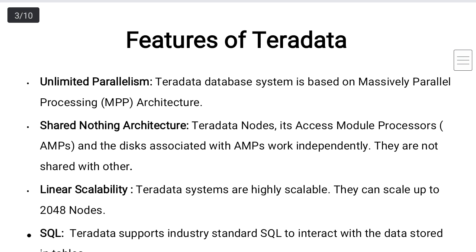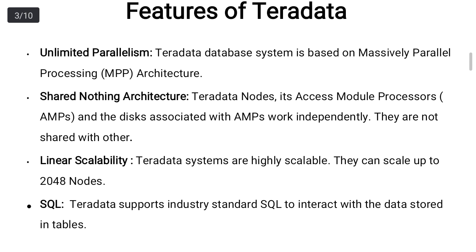Then, what are the features of Teradata? There are four main features of Teradata. First one is unlimited parallelism. It uses the massively parallel processing architecture. Second one is shared nothing architecture. It has separate access module processors, and the disks associated with the AMPs work independently, so they cannot share the data with others.